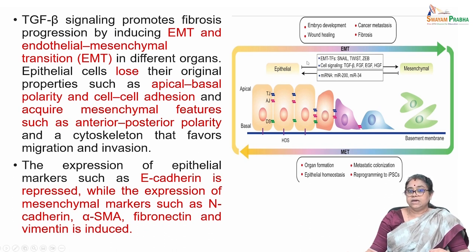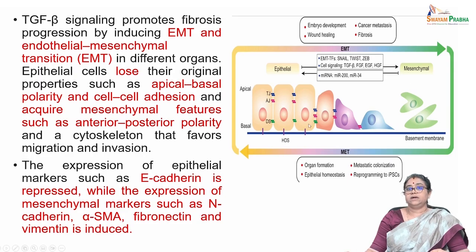During the EMT, you have certain genes like snail, twist, zeb. These are the genes which will promote EMT, that is, they are converting the epithelial phenotype to a mesenchymal phenotype. And as a part of cell signaling, you have several growth factors like TGF-beta, FGF, EGF, HGF. All these growth factors help in the process of EMT. Similarly, you can also have mesenchymal to epithelial transition. That is also possible. But when the cancers have to dislodge themselves and get into the circulation and move forward, the EMT has to happen.